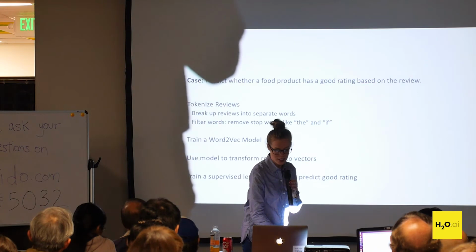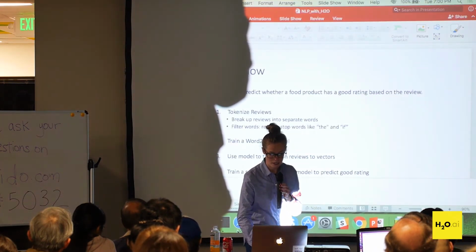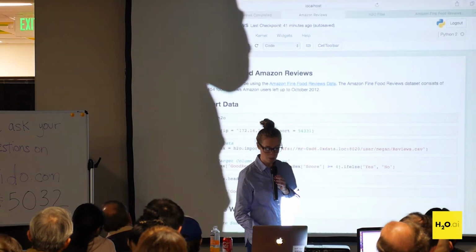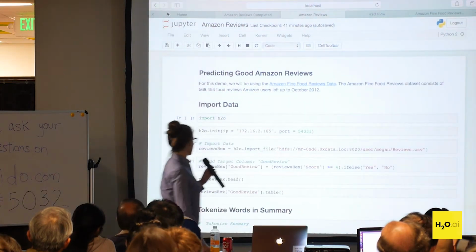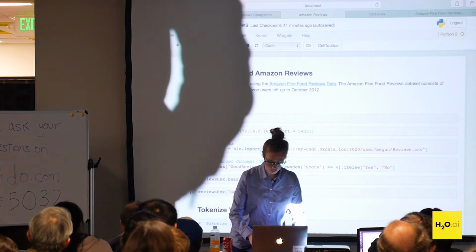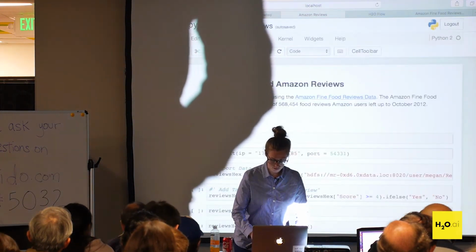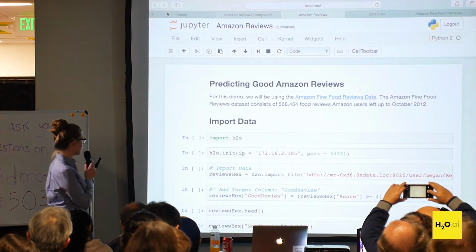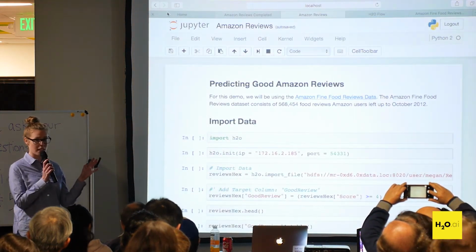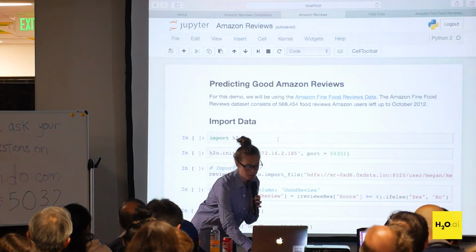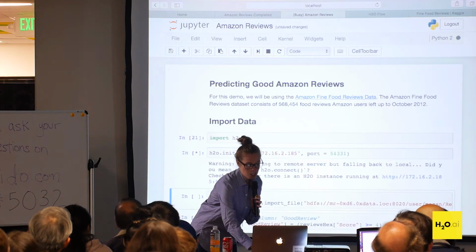So let's start with the demo, and I'll take questions in a little bit. I'm going to switch over to my Jupyter notebook. Is it big enough, everybody? Maybe I'll make it a little bigger. Okay, all right. So again, we're going to use that Amazon food reviews, and we're going to start by importing H2O.